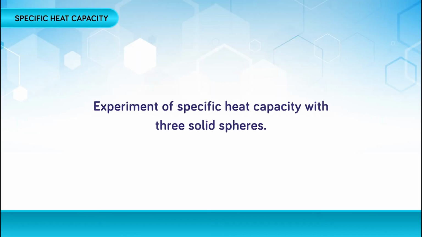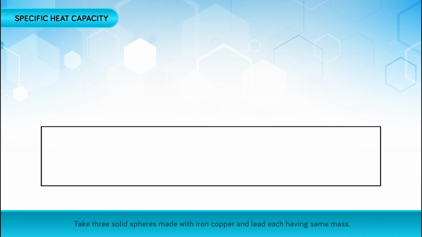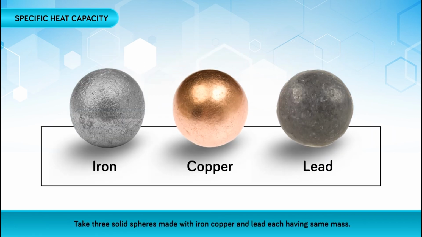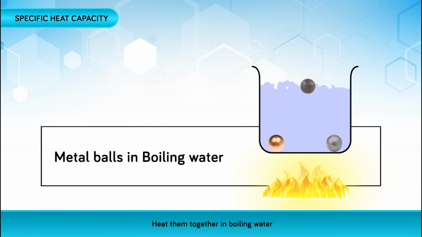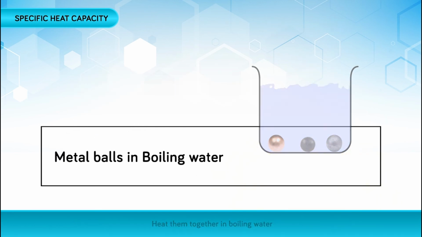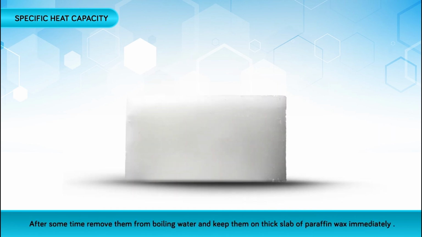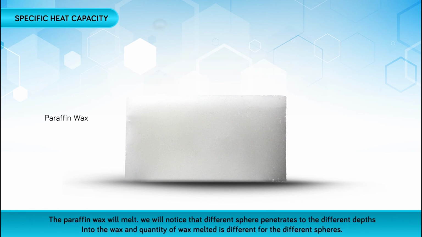Experiment of specific heat capacity with 3 solid spheres. For this experiment, take 3 solid spheres made of iron, copper and lead, each having the same mass. Heat them together in boiling water. After some time, remove them from the boiling water and keep them on a thick slab of paraffin wax immediately.